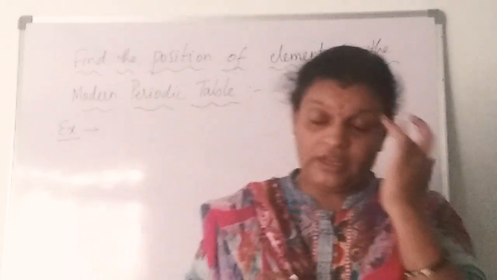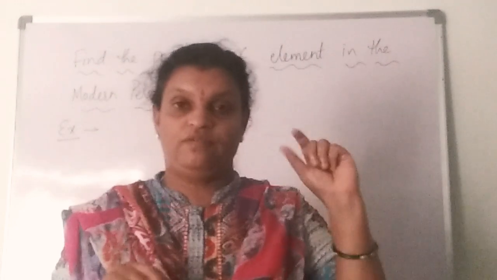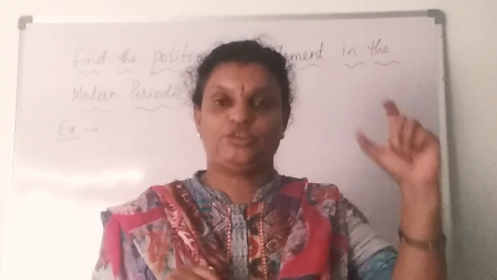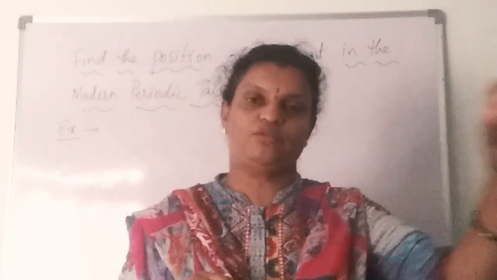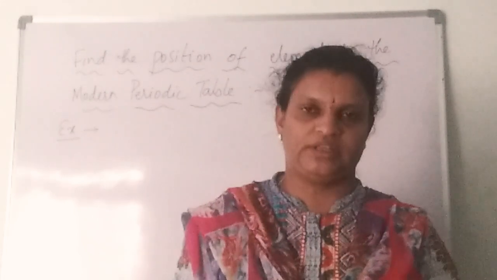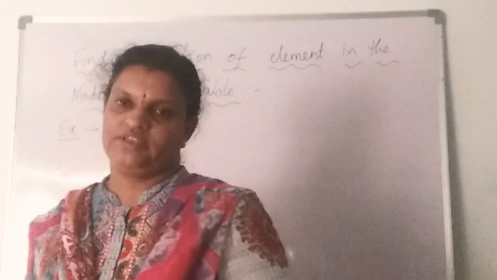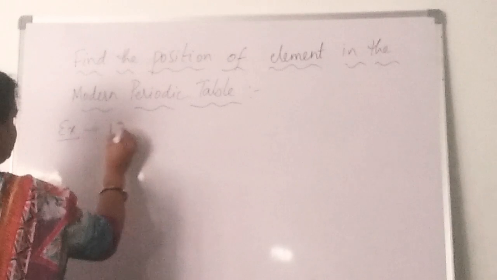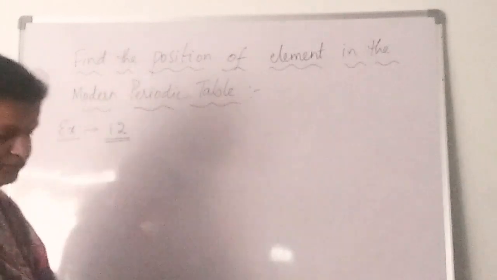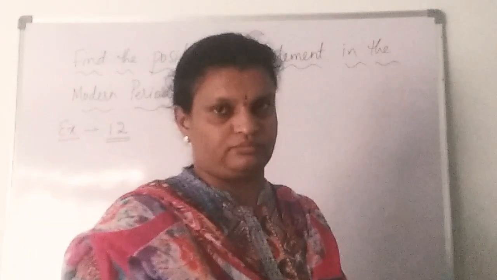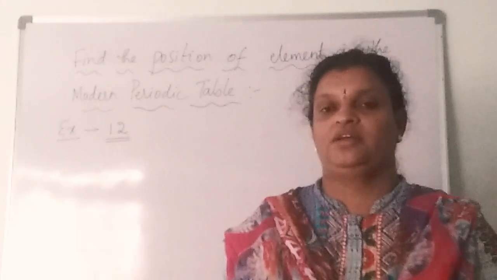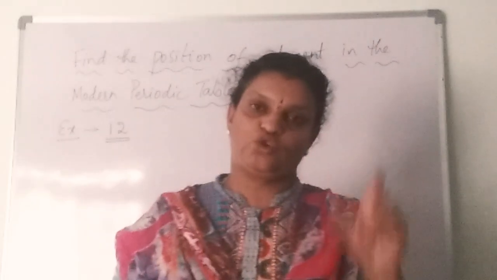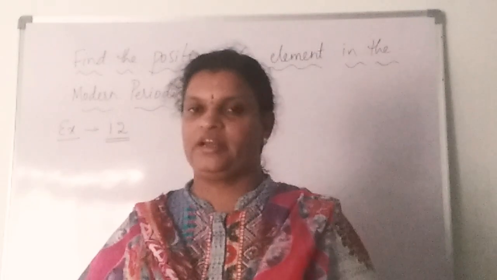Right. So here we are going to find out in which group, in which period, in which block that particular element is there. Without seeing the periodic table, we will be able to say that. Now some examples we'll see here. First example, an element is given whose atomic number is 12. Here there is no need to say its name. If you know the name, it's better. Otherwise also we can say in which group, in which period, in which block that element is there.